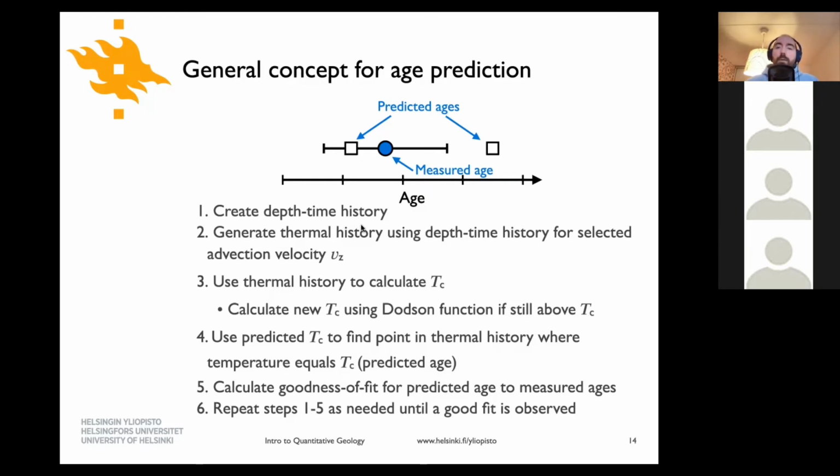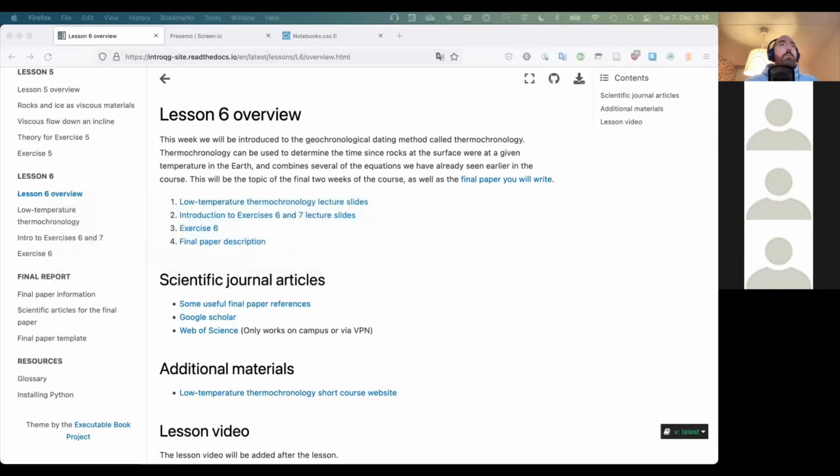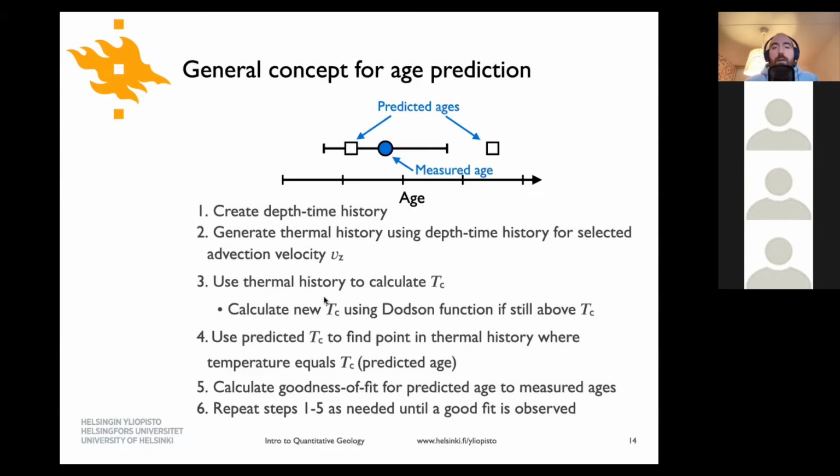That'll be the first thing that we do in our set of steps. If we're going to work in the direction of getting a thermochronometer age, the next step after we have the depth time history is to create the temperature history for whatever the velocity is that we're using, Vz. We can use that thermal history to calculate a closure temperature, because you remember the closure temperature depends on things like the rate of cooling. So the cooling history will be important to figure out what the closure temperature would be. And we can use the Dodson function from back in exercise number 3 to calculate that closure temperature.